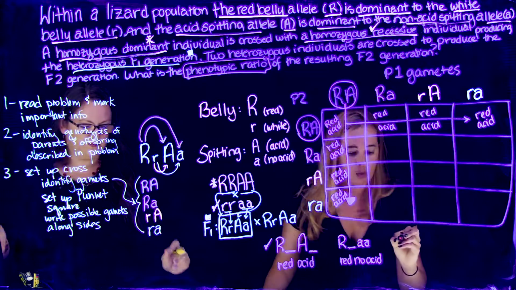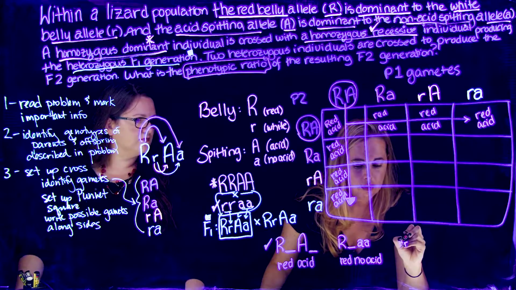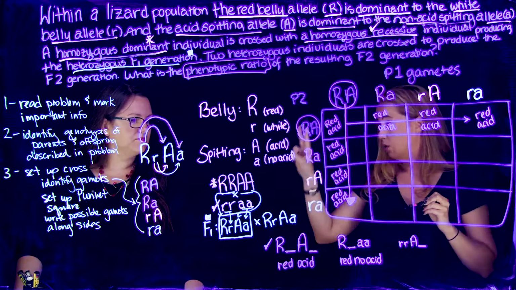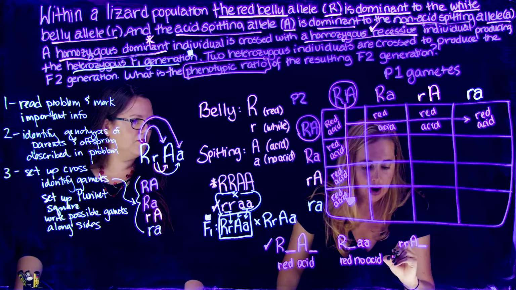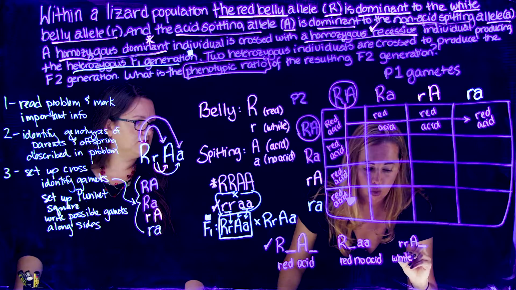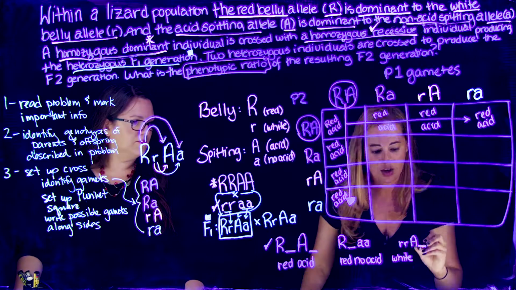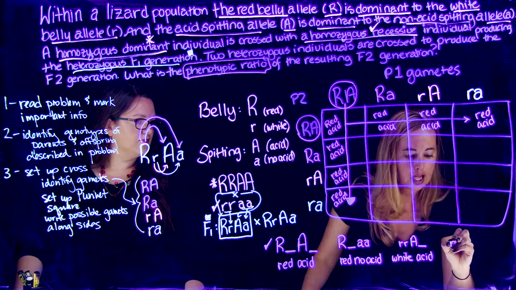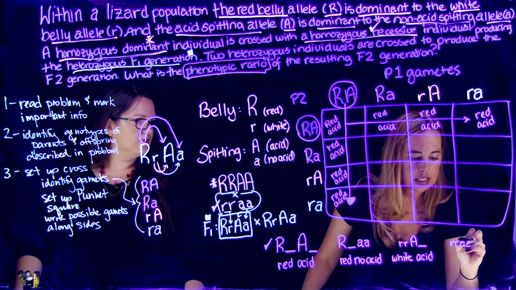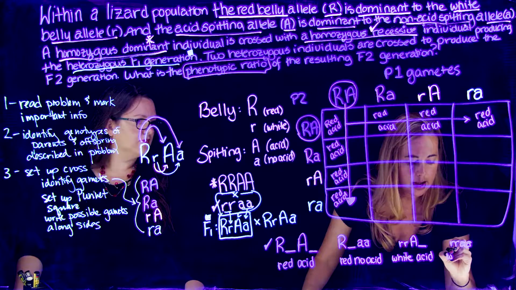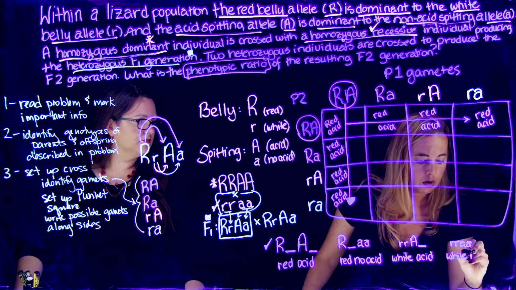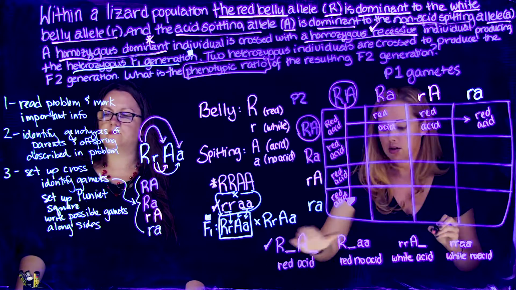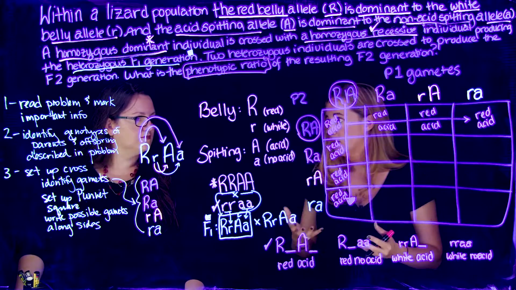Okay, so we can have capitals there. Well, we can go lowercase with a capital, like so. So if we have two lowercase r's, we know you have to have a white belly. Right. And as long as you have one capital A, you're going to spit acid. And then last but not least, you could be completely recessive, right? And so you could be white, no acid. Yep, no acid. So these are the four phenotypes that we can see, right?